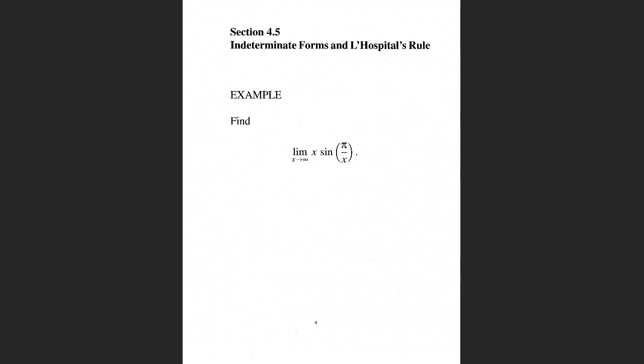Well, let's see here. As x goes to infinity, what does pi over x go to as x goes to infinity? What does pi divided by x go to? Goes to 0. That's right, Sean, good.